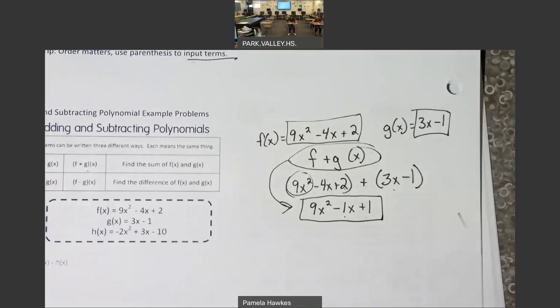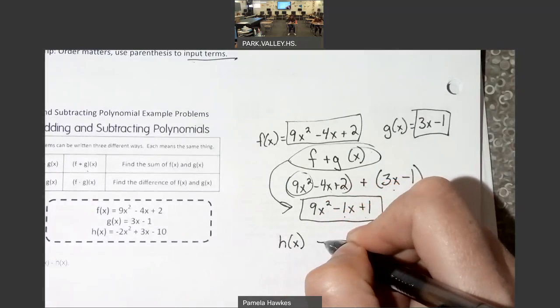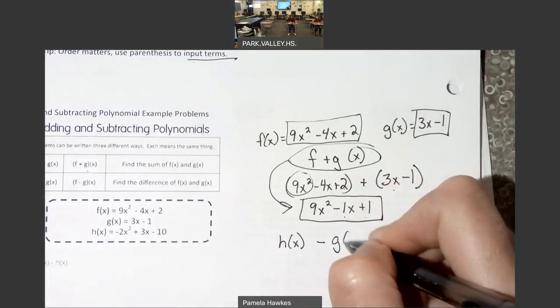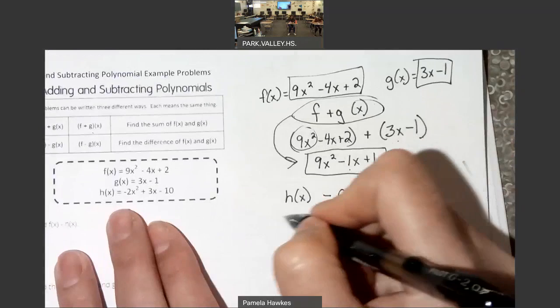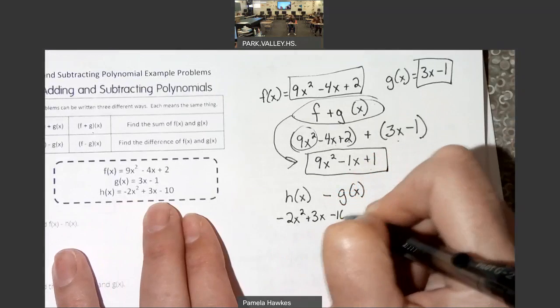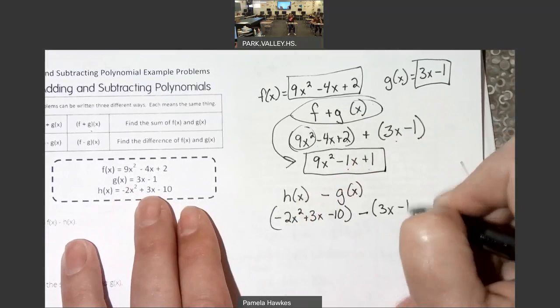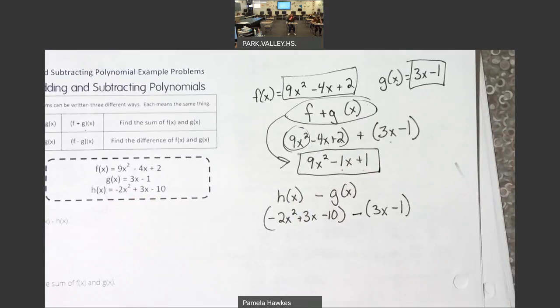If I'm adding. What if I'm subtracting? What if I said, okay, I'll do this one. Let's do h of X minus g of X, which means I'm going to take negative 2x squared plus 3x minus 10, and I'm going to subtract 3x minus 1. Okay? Now, once again, I'm of the opinion make it as easy as I can, right? And the problem is right here.